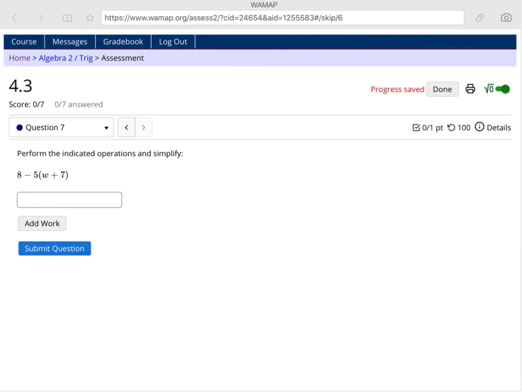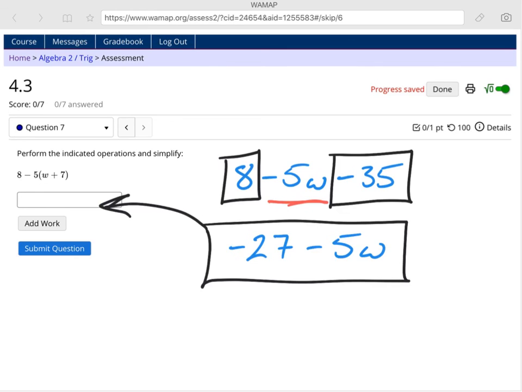And for combining the like terms, I have an 8 and I have a -35 that I'm going to go ahead and combine there. So 8 minus 35 is -27. And then there's nothing to go with this minus 5w, so it's going to stay a minus 5w. This cannot be simplified any further, and therefore, that is your final answer that you will submit.